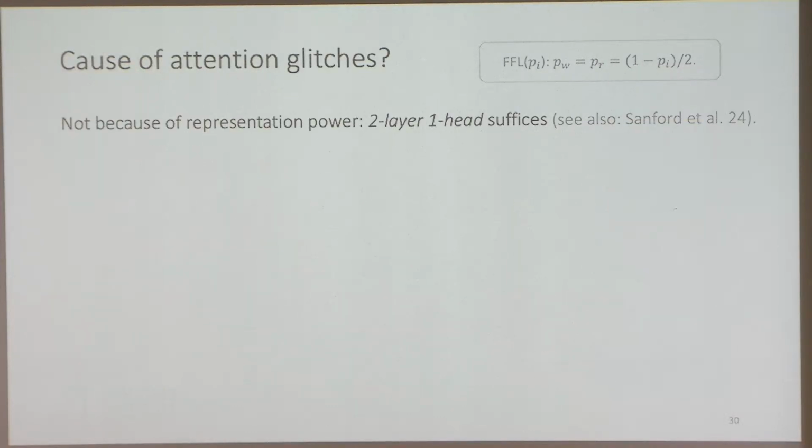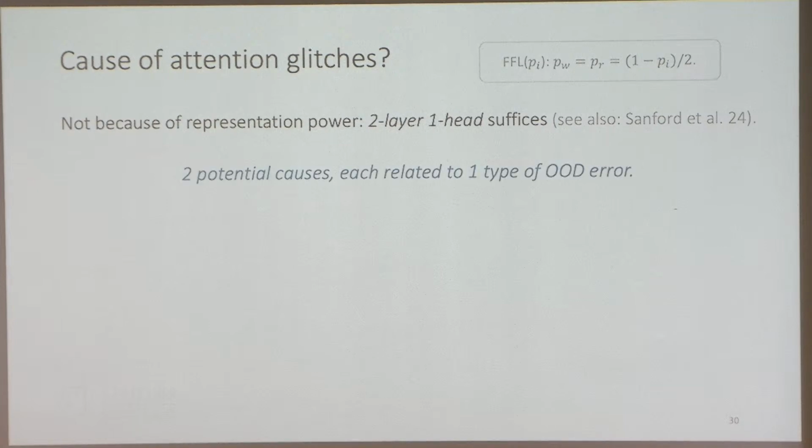All right, so now we know that these attention glitches exist and persist across scales. Can we understand the cause of it? First, note that the cause is not representational power, because we know that flip-flop can be solved by a 2-layer transformer with 1 head. We already saw this in Daniel's talk and also in Alberto's paper as well.